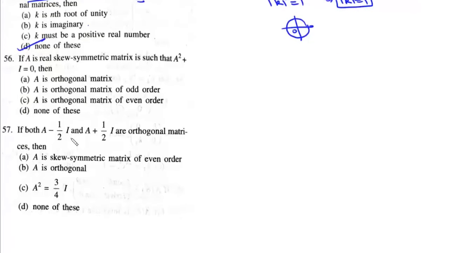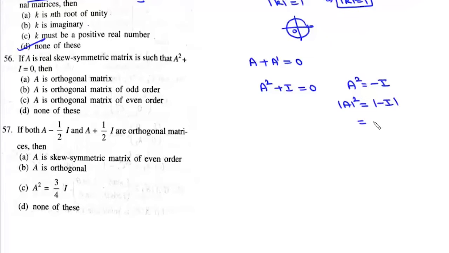Now the next question is, if A is real skew-symmetric matrix, that means A plus A transpose is 0 and such that A square plus I is 0. Now if A square plus I is 0, that means A square is equal to minus I, or determinant of A square is equal to determinant of minus I.